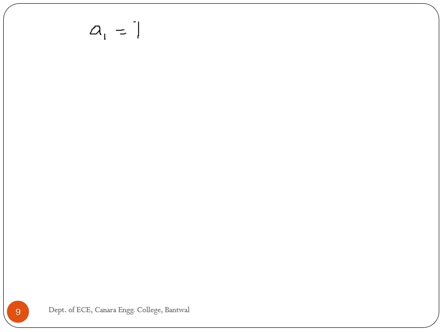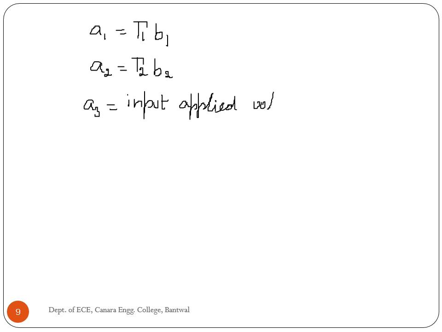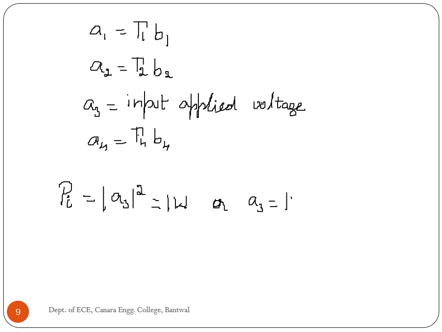A1 is equal to reflection coefficient at port 1 times B1. A2 is reflection coefficient at port 2 times B2. A3 is the input applied voltage. And A4 is reflection coefficient at port 4 times B4 as per the given problem. Now, input power PI is given by A3 square, which is equal to 1 watt, or A3 is 1 volt.